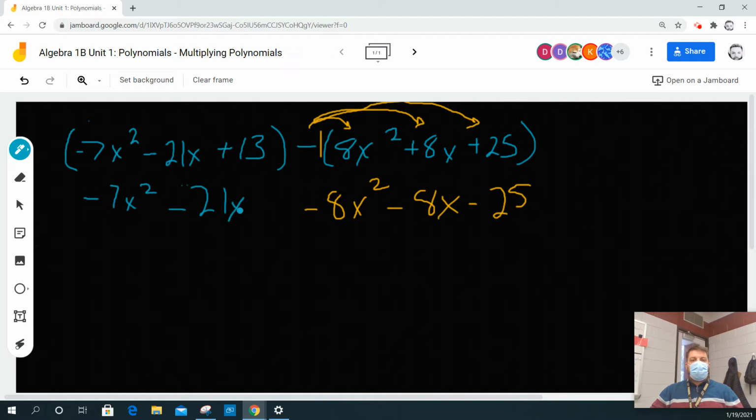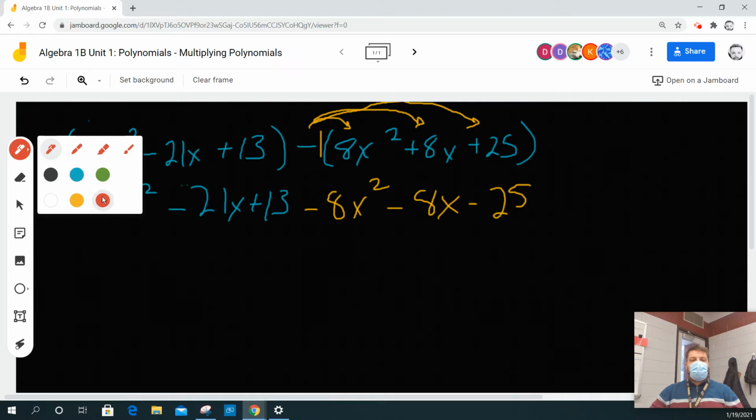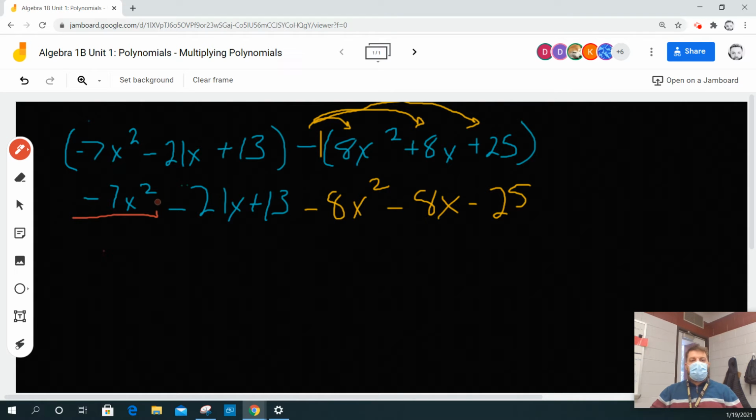So then the next thing I do is combine like terms. This is a second degree monomial, and this is a second degree monomial. How do I know it's second degree? The power of x is 2. They're both raised to the second power. And so I just combine like terms. Negative 7 and negative 8 is negative 15.